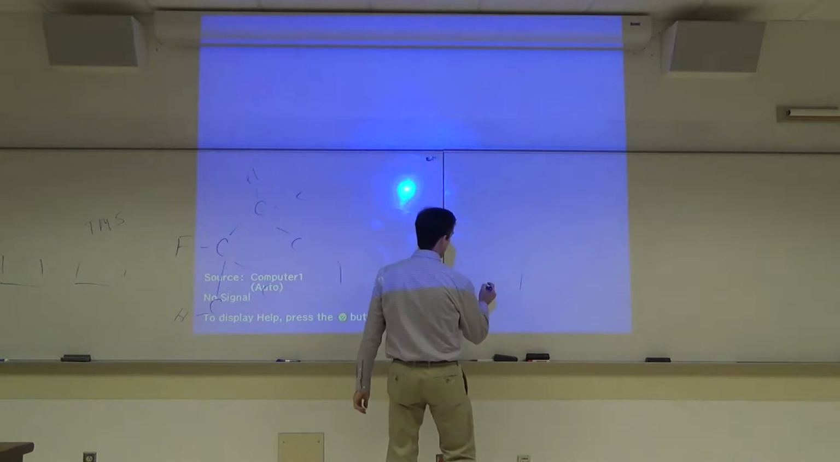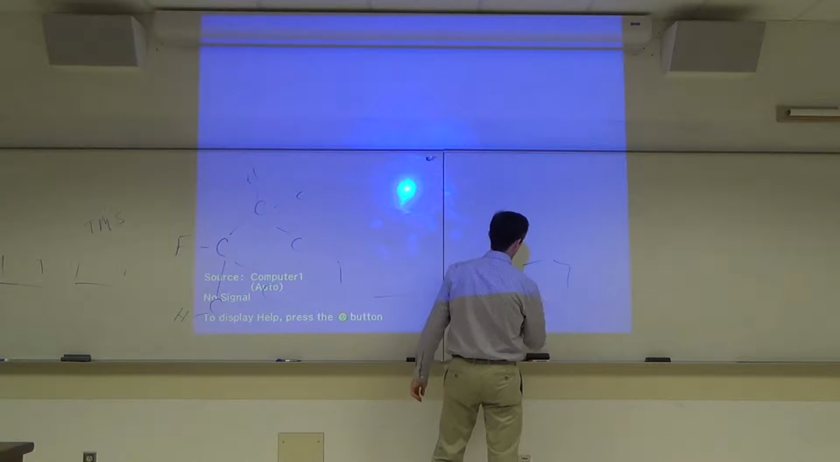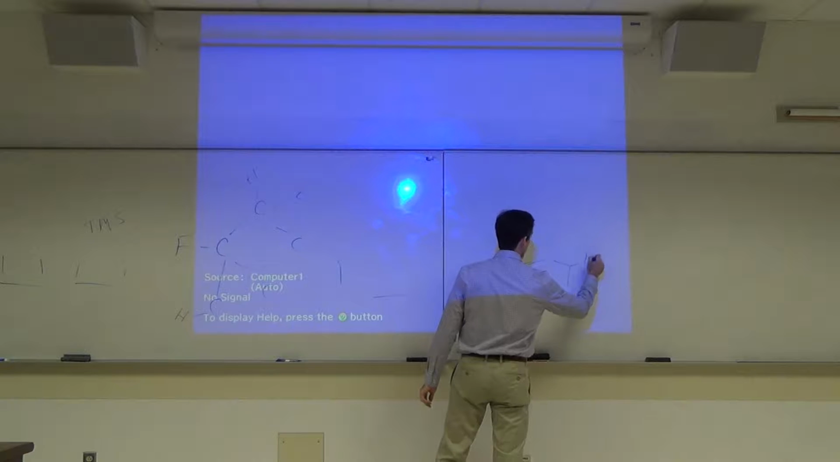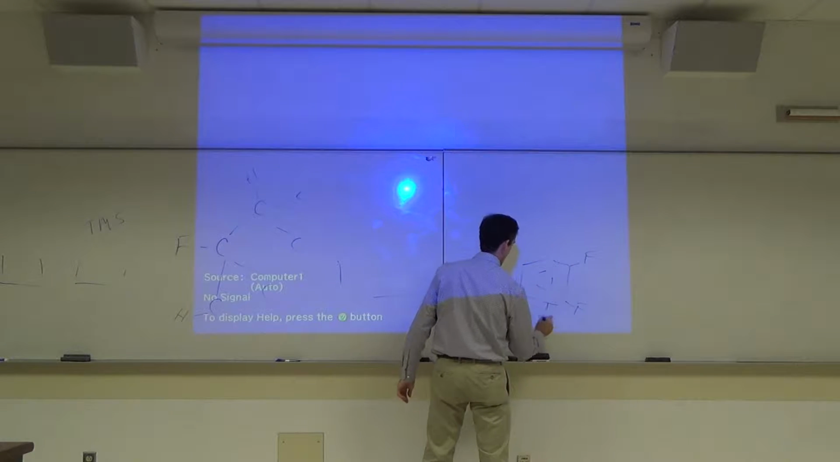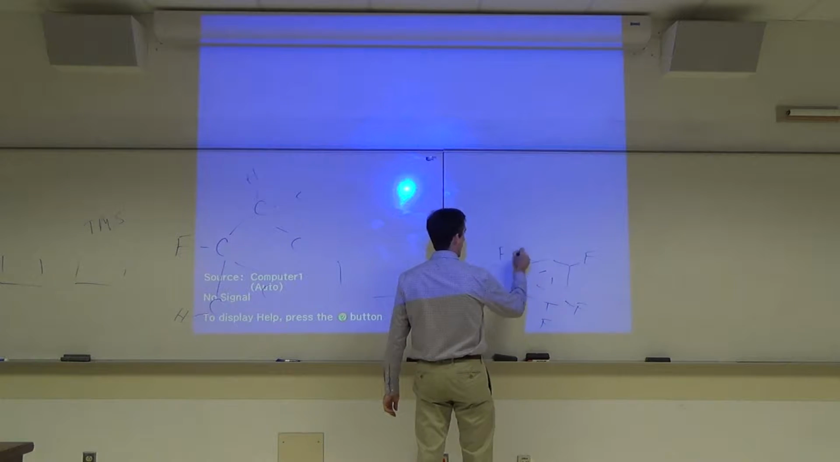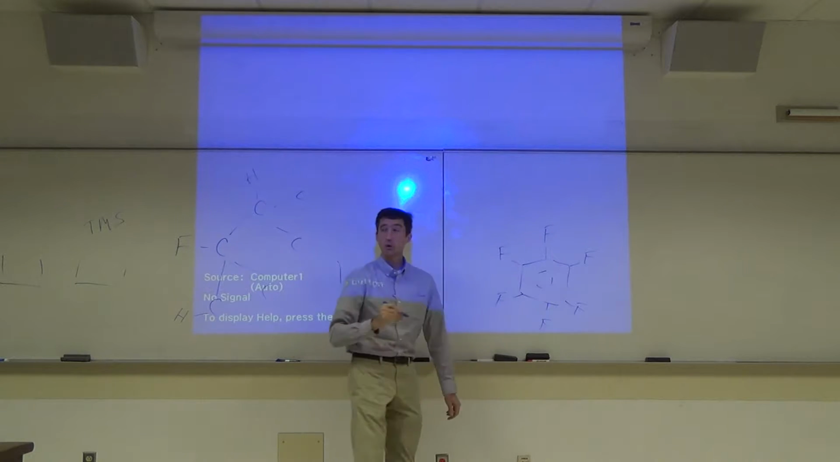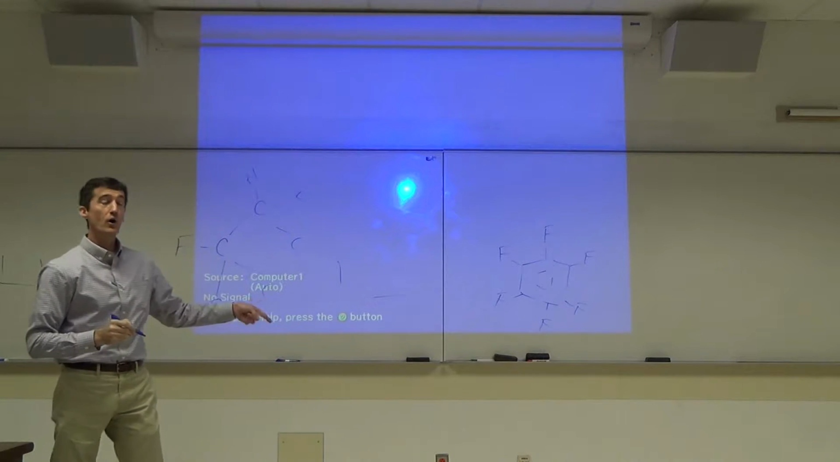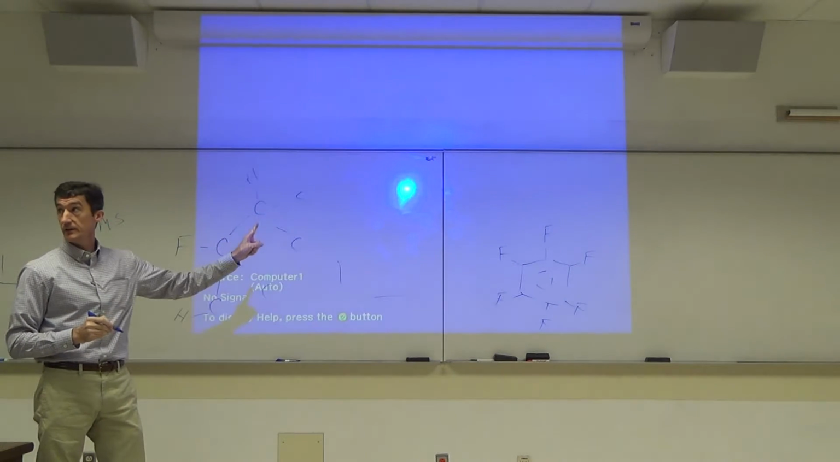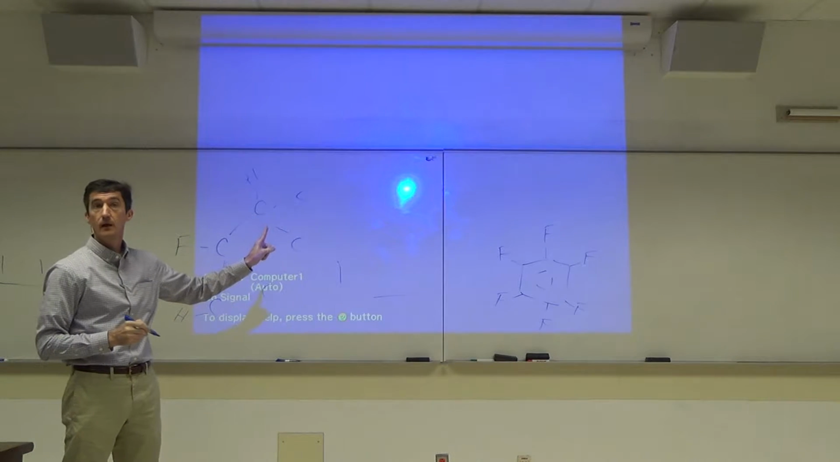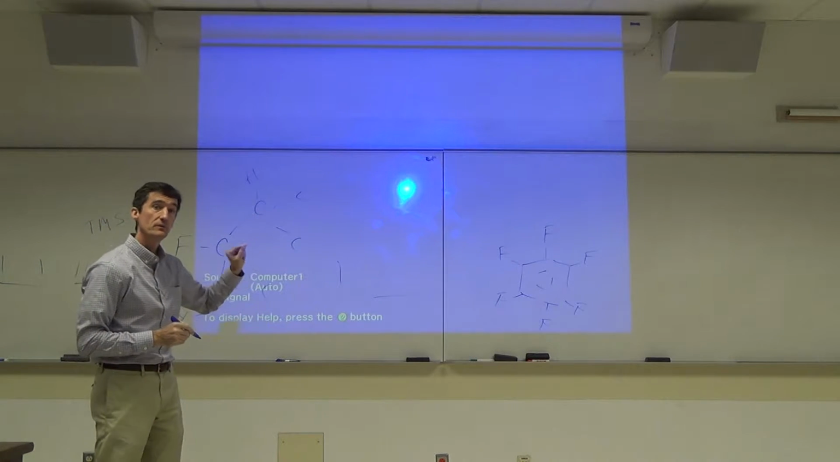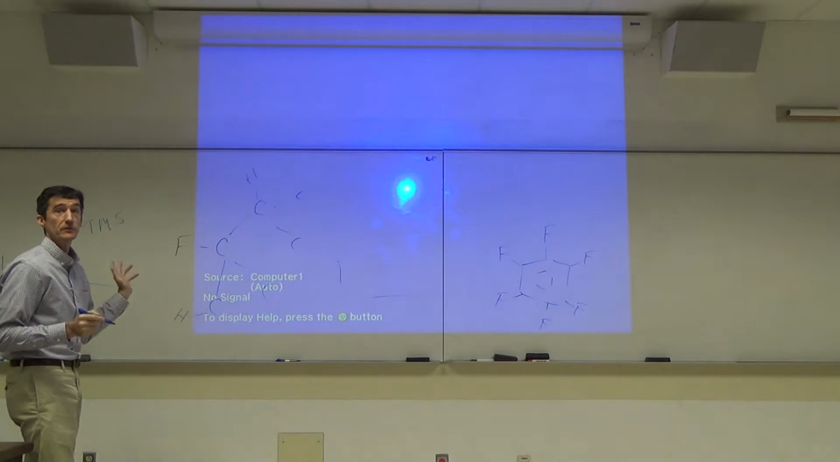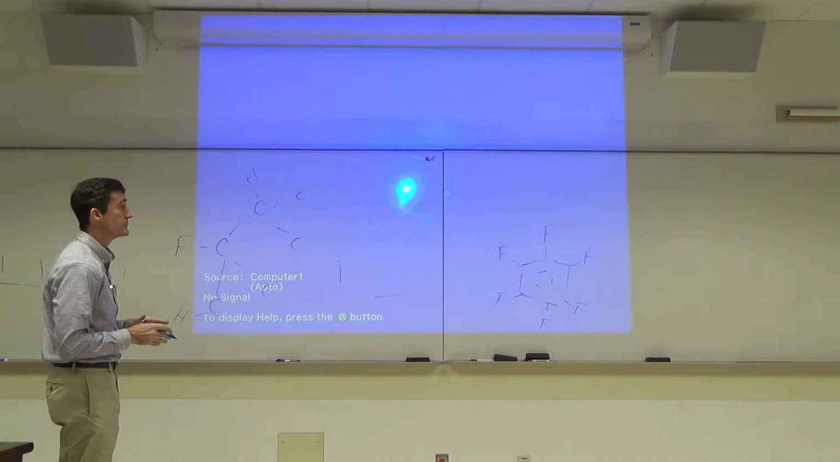A typical standard for fluorine NMR is hexafluorobenzene. All fluorines are the same, so it only gives one signal, and that you set at 0. You can set anything at 0. You can make 0 any point you want.